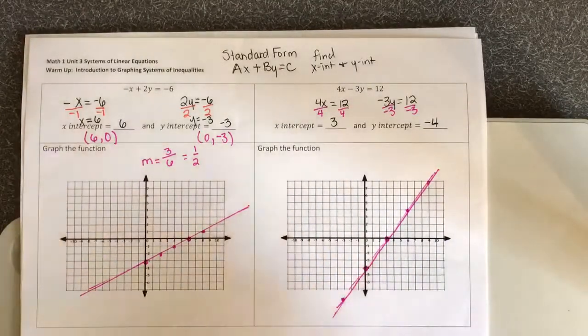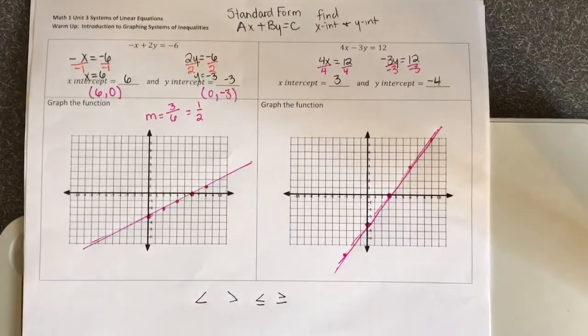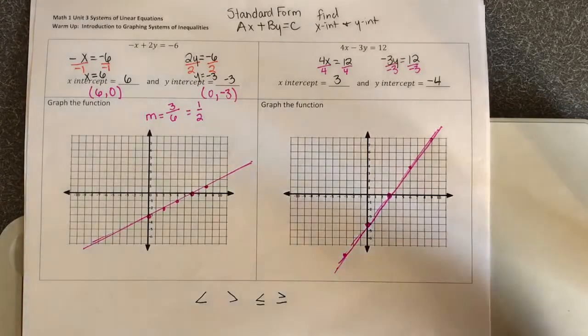So what happens when I change my symbols? What happens when I start throwing in symbols like a less than, a greater than, or a less than or equal to, and a greater than or equal to? What does it do to my solution?